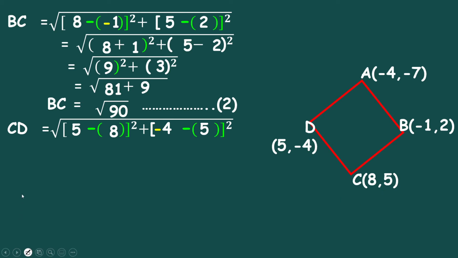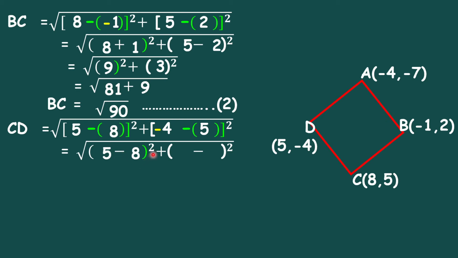Now we simplify this. CD is equal to root of 5 as it is. Multiplication of opposite sign always negative, therefore give the sign of negative. 8 as it is, bracket complete, its square, plus into second bracket negative 4 as it is. Here 5 has plus sign, therefore we know that the multiplication of opposite sign always negative, therefore negative 5 as it is, bracket complete, its square.